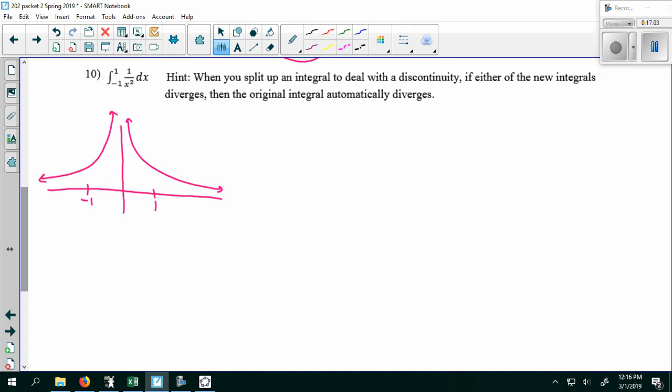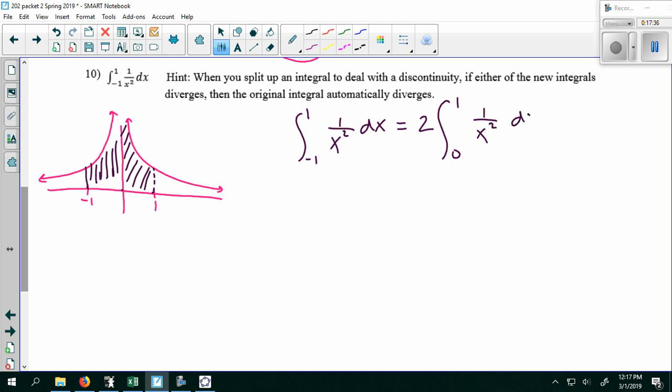It's symmetric over the y-axis. So if I'm trying to find the area from -1 to 1, I could just go from 0 to 1 and double it. Instead of going from -1 to 0 and then 0 to 1 and adding them together, I'm just going to do one of them and double it. So the integral from -1 to 1 of 1 over x squared dx is the same thing as twice the integral from 0 to 1 of 1 over x squared dx.